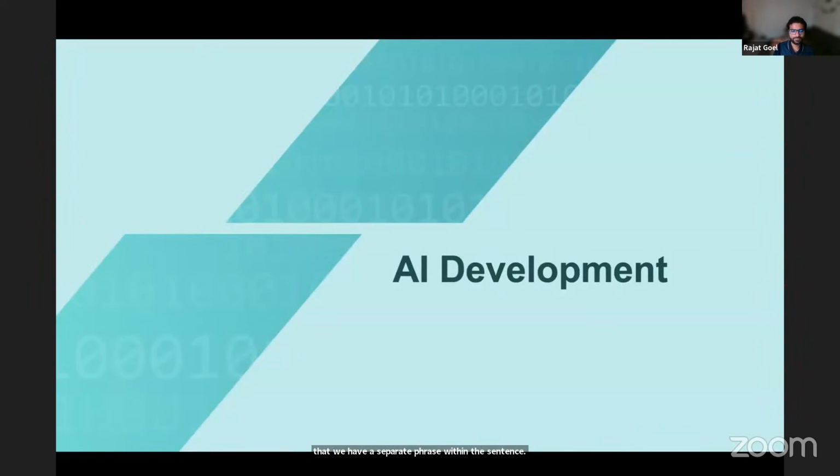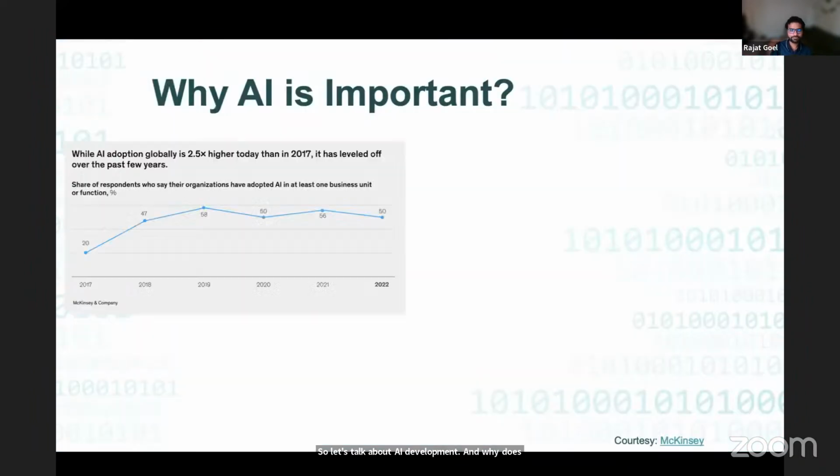I have a few more slides left. I know I'm on time, but we'll be very quick in going through it. So let's talk about AI development and why it is important. I have taken this data from McKinsey's AI adoption report in 2022. As we can see, AI adoption in businesses has increased over the past few years, with many more companies open to considering augmentation of AI processes in one or more of their business units.